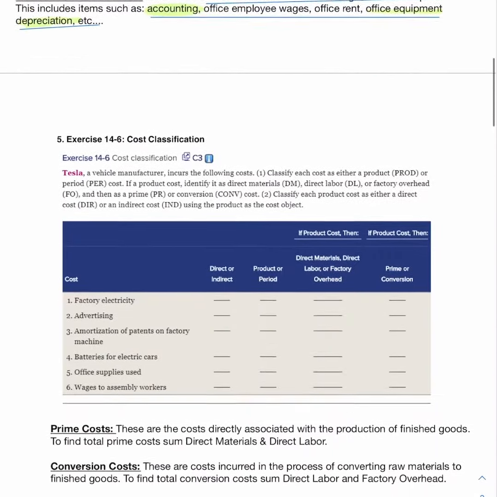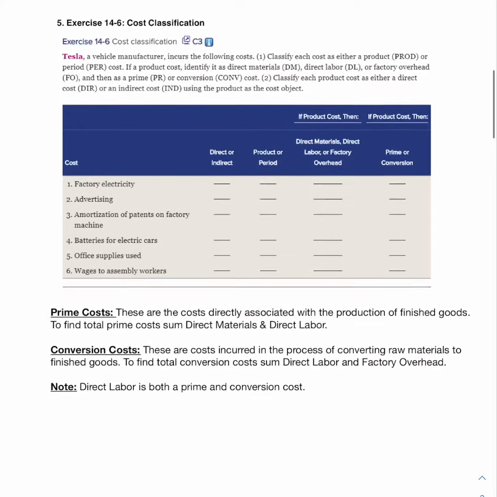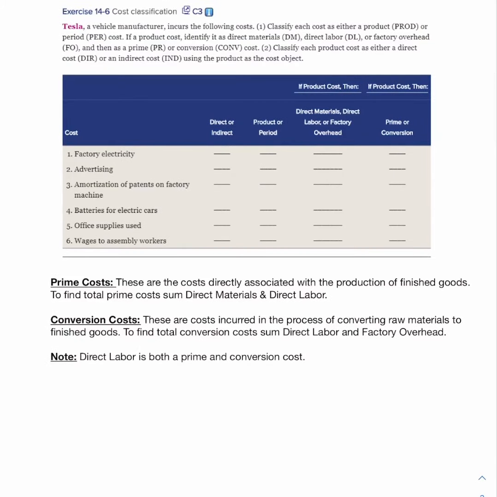So now we'll move on to question number 5. And here with question number 5, what we want to look at, once again, is this idea of direct or indirect, product or period, what type, if it's a product, is it direct material, direct labor, or factory overhead, and if it is a product cost, is it a prime cost or is it a conversion cost? So we've got quite a few levels to this question, so we'll walk through each one individually.